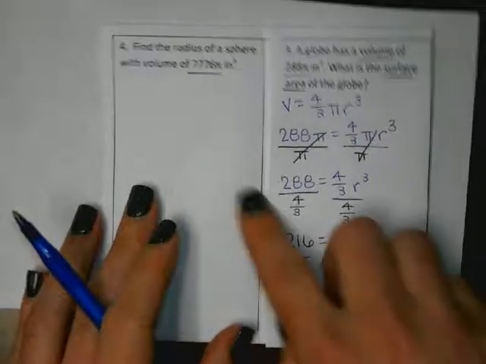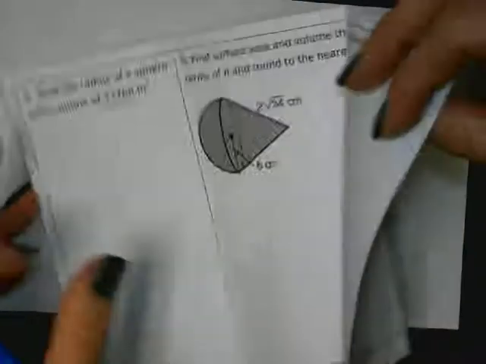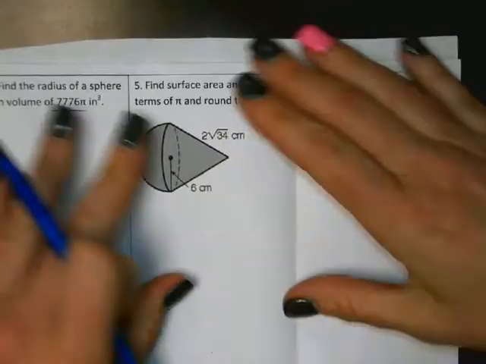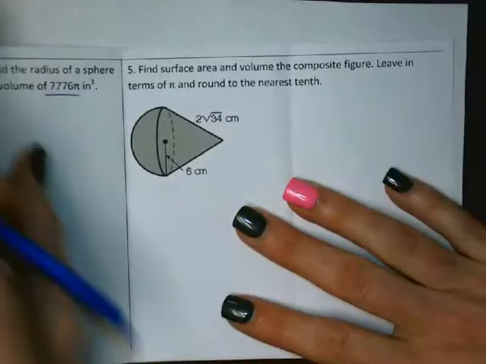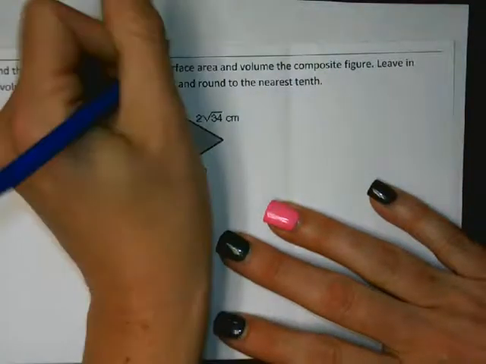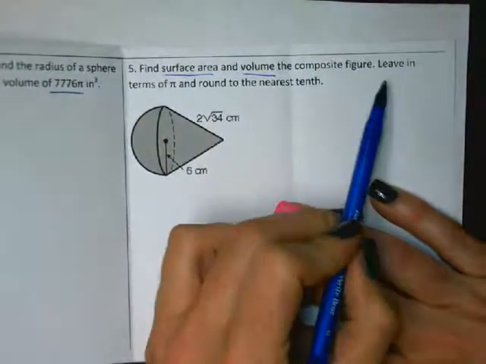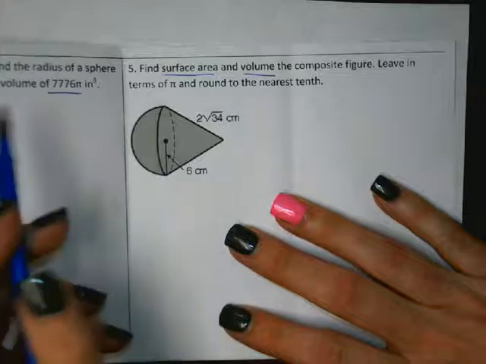Okay, so working backwards. All right, open it up all the way, and we have one last problem I'm going to help you set up, and then you're going to finish on your own. This one says find the surface area and the volume of the composite figure. Leave your answer in terms of pi and round your answer.